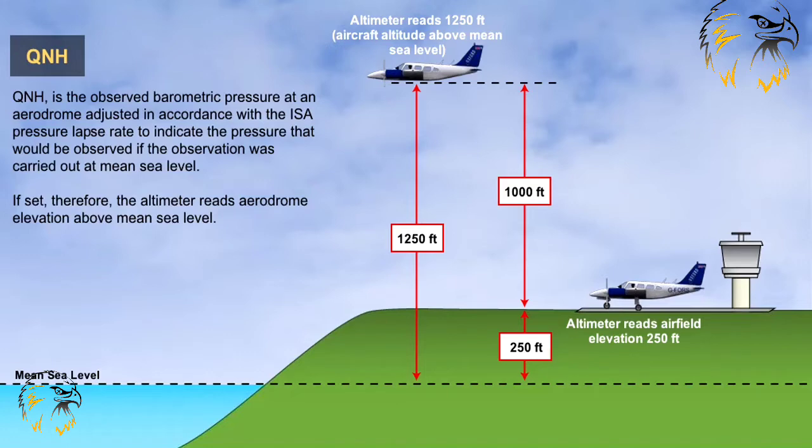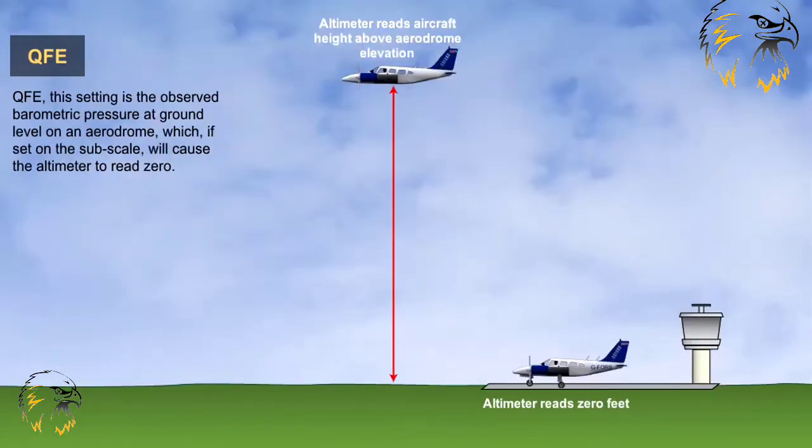If set, therefore, the altimeter reads aerodrome elevation above sea level. QFE: this setting is the observed barometric pressure at ground level on an aerodrome, which if set on the subscale, will cause the altimeter to read 0.